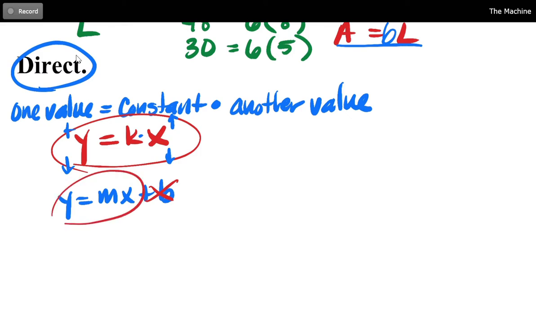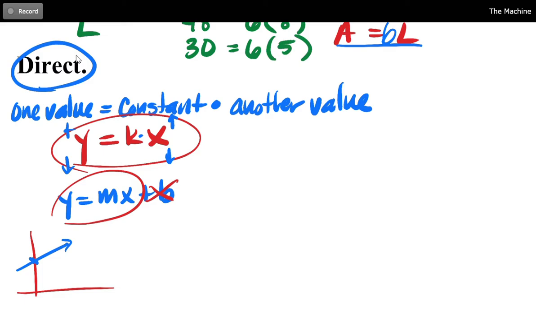Now, when we had y is equal to mx plus b, you remember on the graph that we would get a graph with the y-intercept being the b value. So it might come up here and cross right there on the y-axis. But with the direct variation equation, we don't have anything shifted up or down. It's got to come right through the origin.